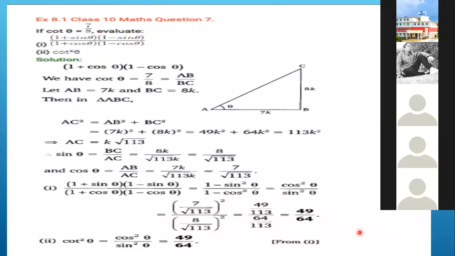Any doubt in this class? Children, practice all these sums. So take question number 4 I gave as homework. So remaining sums as homework.